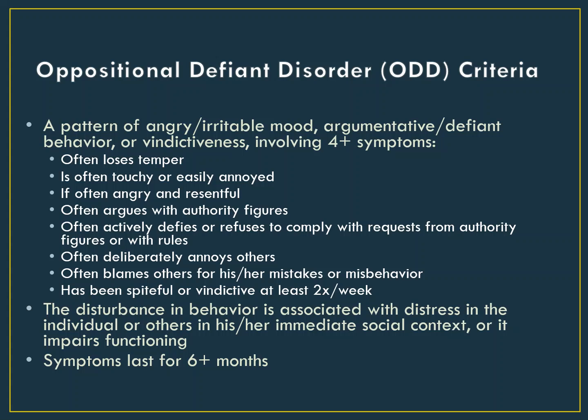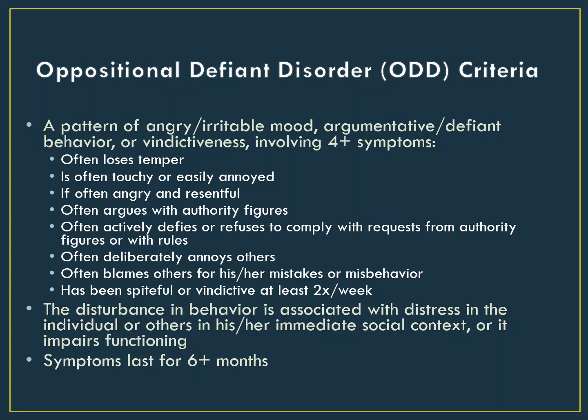Finally, they may engage in frequent vindictive behavior, at least 2 times per week, where they do something to get back at someone who has wronged them. These behaviors must be present for at least 6 months and either cause distress to the kid or others in his or her social environment, or it impairs the kid's functioning.